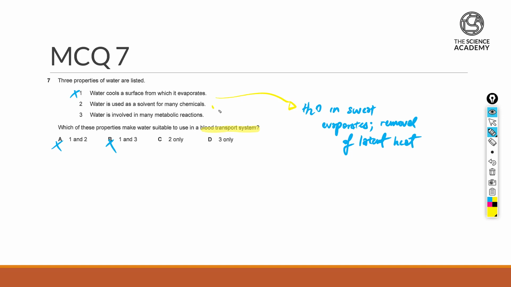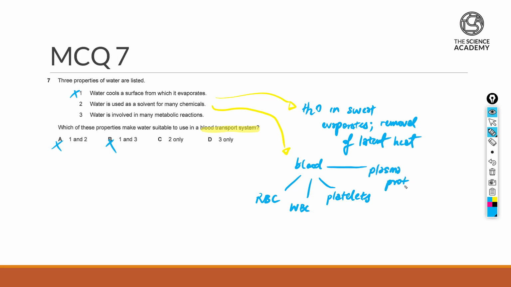Now the second case here, a solvent for many chemicals. This is definitely a very important point for the blood system. The blood is considered to be a mixture whereby you have things like your red blood cells, white blood cells, platelets. On top of that, the blood also carries items like plasma proteins as well as lipids. So if all these solutes are unable to dissolve in blood, it will cause a precipitate in blood, and that's definitely not something we want.